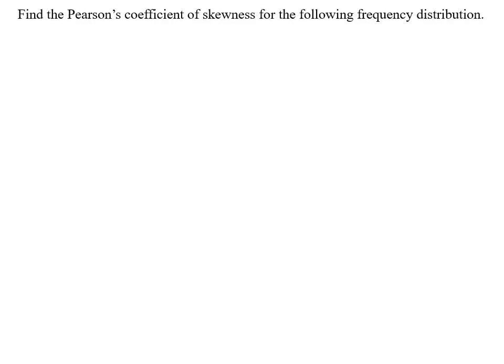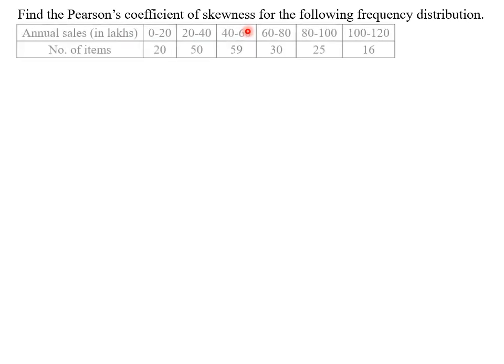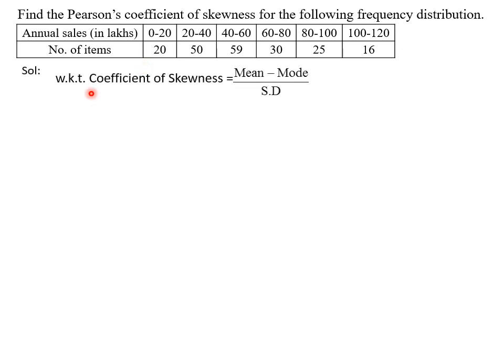Next, another numerical example for Pearson coefficient of skewness for the continuous case. See here, annual sales and number of items. Previously we did the problem for the discrete case. Now we are going to discuss the same measure for the continuous case. First we will write the formula.